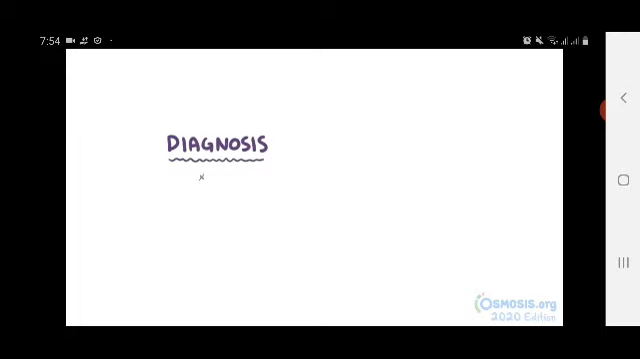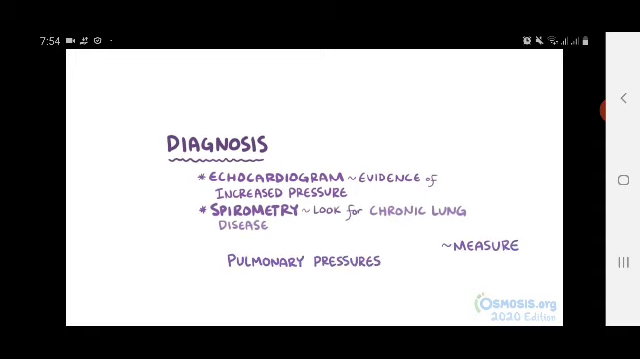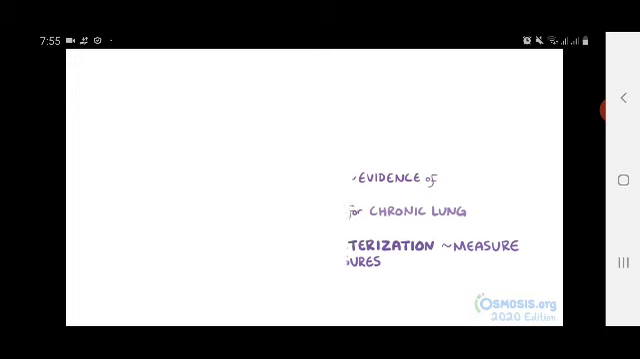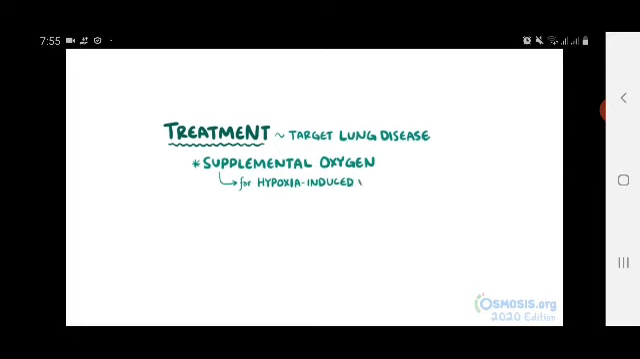The diagnosis of cor pulmonale is usually made with an echocardiogram that shows evidence of increased pressure in the pulmonary arteries and right ventricle. Follow-up tests can be done to identify the underlying cause. For example, spirometry can be done to look for chronic lung disease. The gold standard diagnostic test to directly measure pulmonary pressures and assess for response to vasodilating medications is a right heart catheterization. Treatment for cor pulmonale targets this underlying lung condition. Supplemental oxygen can help with hypoxia-induced vasoconstriction.